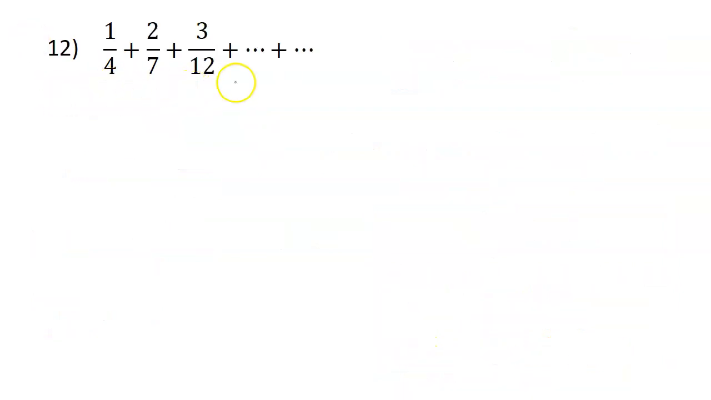For number 12, our first job is to rewrite the series in sigma notation. So we are going to need to find an expression for each term a n. In the numerator, the first term is 1, the second term is 2, the third term is 3, and so on. That means the expression for the numerator is simply n. The expression for the denominator is going to be more tricky.